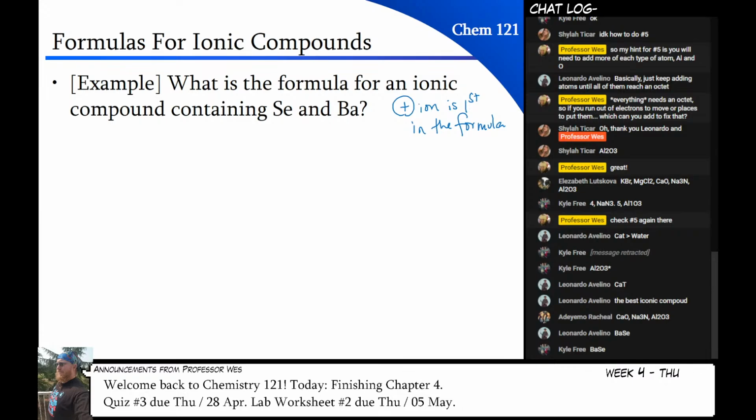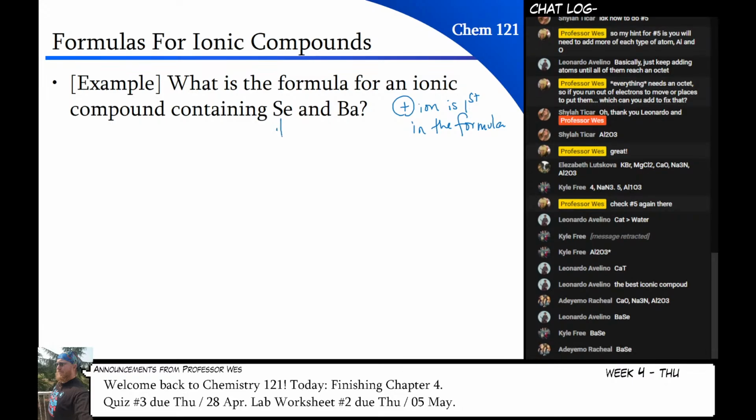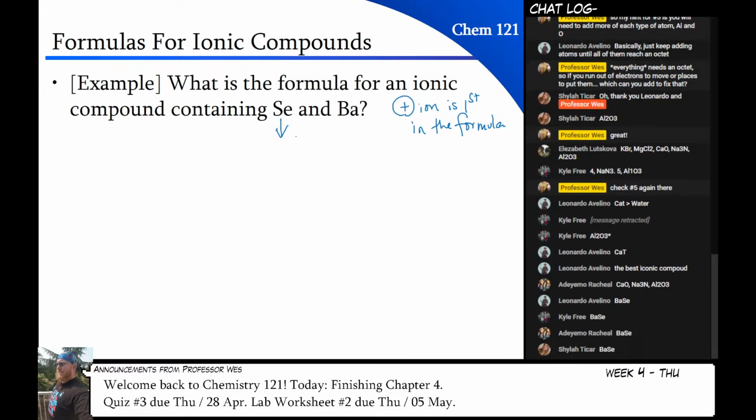All right, let's go over the answer here. So what ions do each of these form? Selenium is in group 16, so the ion that it would form would be that. Barium's in group 2. There's the ion it forms.